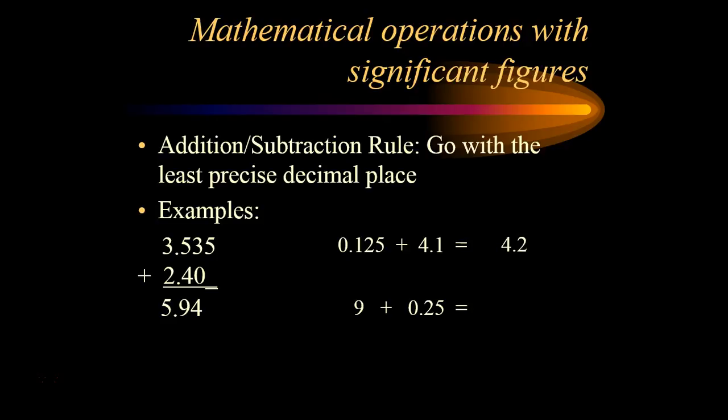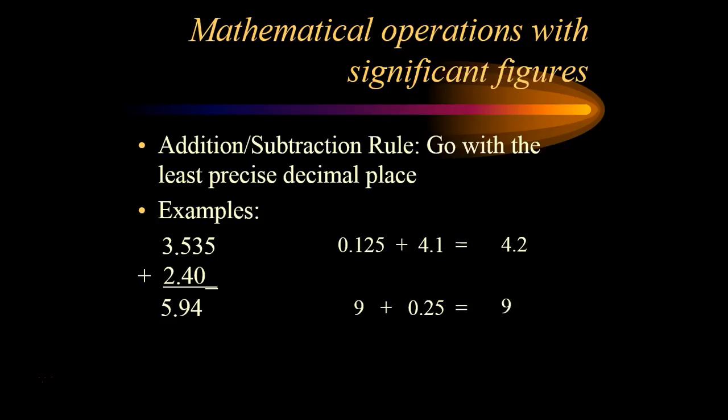As a last example, and this one will seem really weird, we take 9 and we add it to 0.25. 9 is known out to the ones place. 0.25 is known out to the hundredths place. We go with the least precise. We're going to have our answer rounded to the nearest one. If you added them in your calculator, you get 9.25. But rounding to the nearest one, we just get 9 out of that.